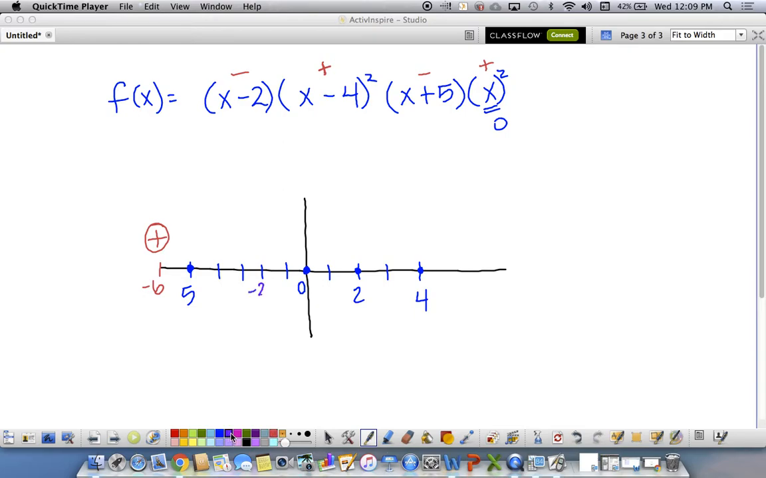Now, what about here in between? You can plug in a negative 2. Negative 2 minus 2, still negative. Negative 2 doesn't matter for the squared piece. It still has to stay positive. Negative 2 plus 5 is now positive. Negative 2 squared doesn't matter. It's always going to be positive with the squares. So a negative times a positive times a positive times a positive is simply going to be negative.